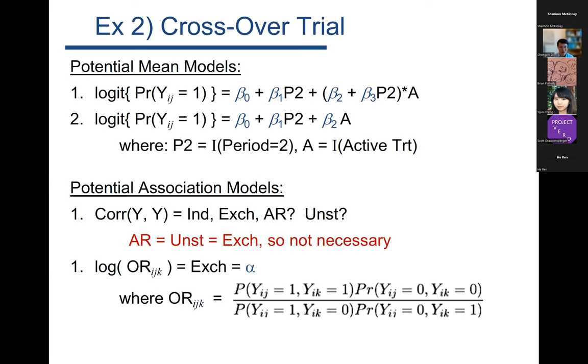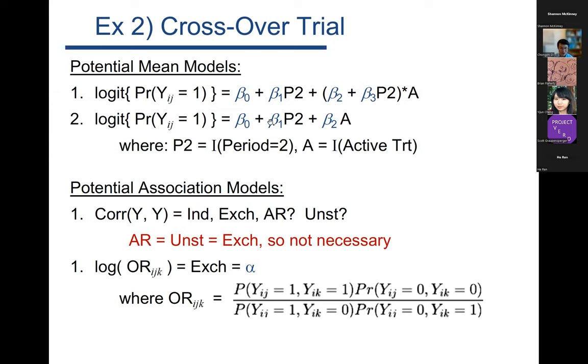Now there are two possibilities. One possibility is that you only have main effects. In this case, we code P2 to be the dummy variable for period two, so it equals one for period two and zero for period one. And we code A to be the indicator for the active treatment. So you can have the main effects model, where you specify the log odds of getting a normal ECG at time j for subject i as a linear function of both period and treatment.